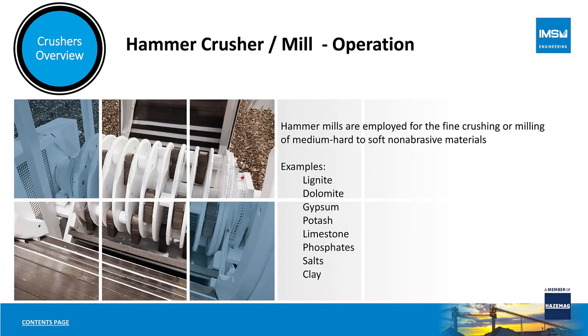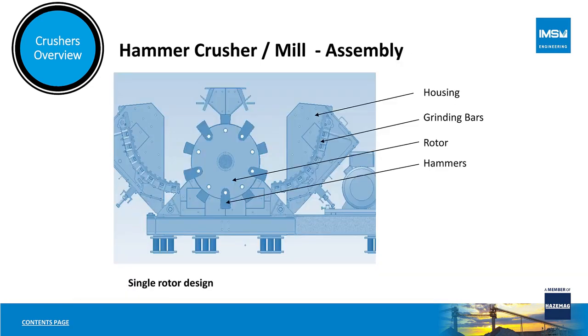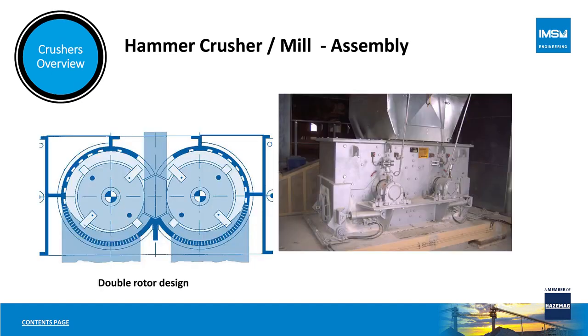The next type of crushing technology that uses impact crushing is a hammer mill or a hammer crusher, which are used for fine crushing or milling of medium hard to soft non-abrasive materials. The hammer mill assembly is made out of a housing and a rotor. The rotor has oscillating hammers attached to it, and there are various designs. This is an example of a single rotor design, and this is an example of a double rotor design.